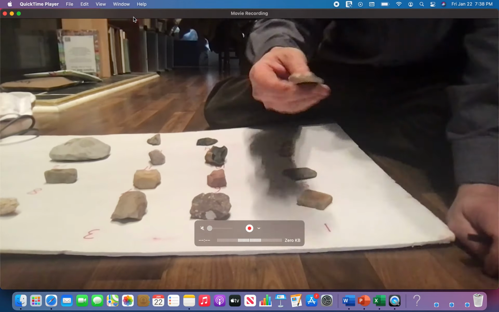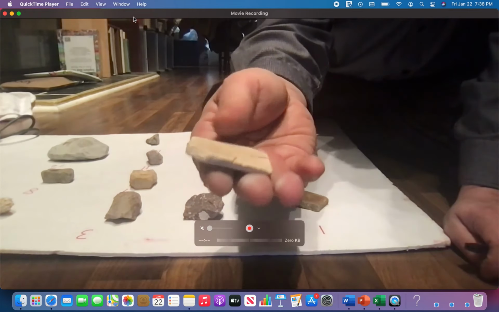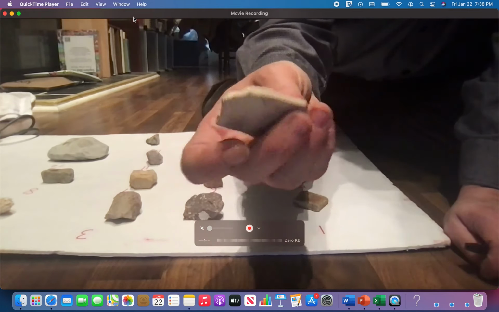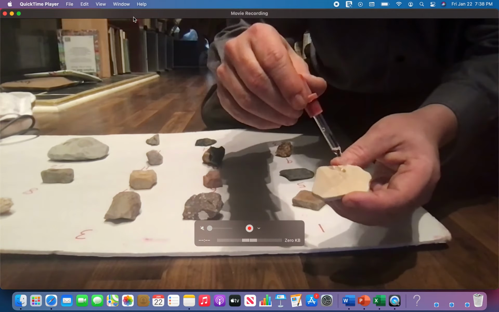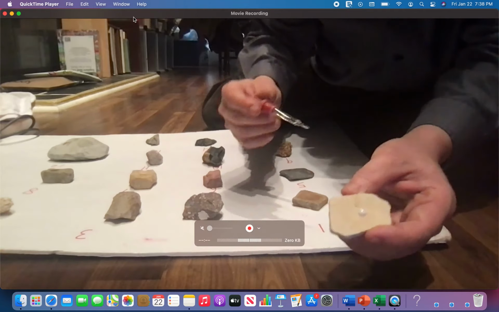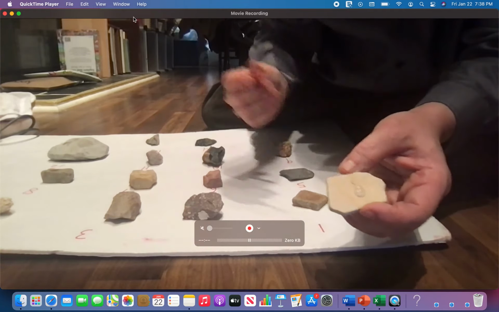Sample number 13. If I put acid on it, it reacts quite strongly. Sample number 13.